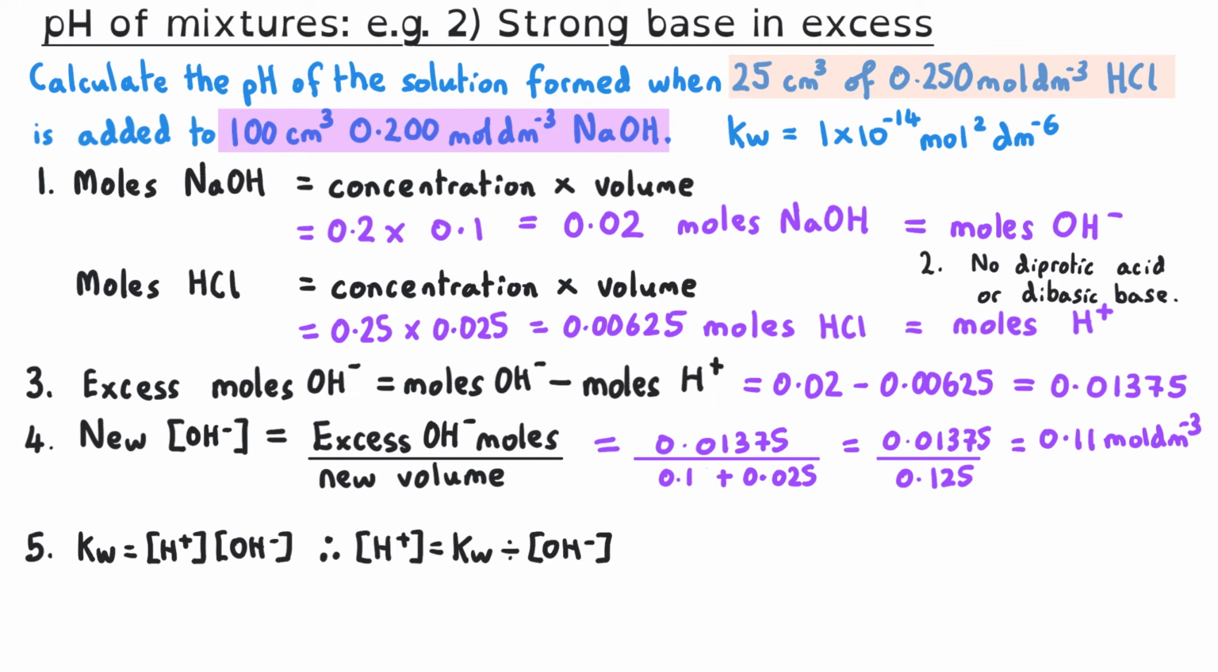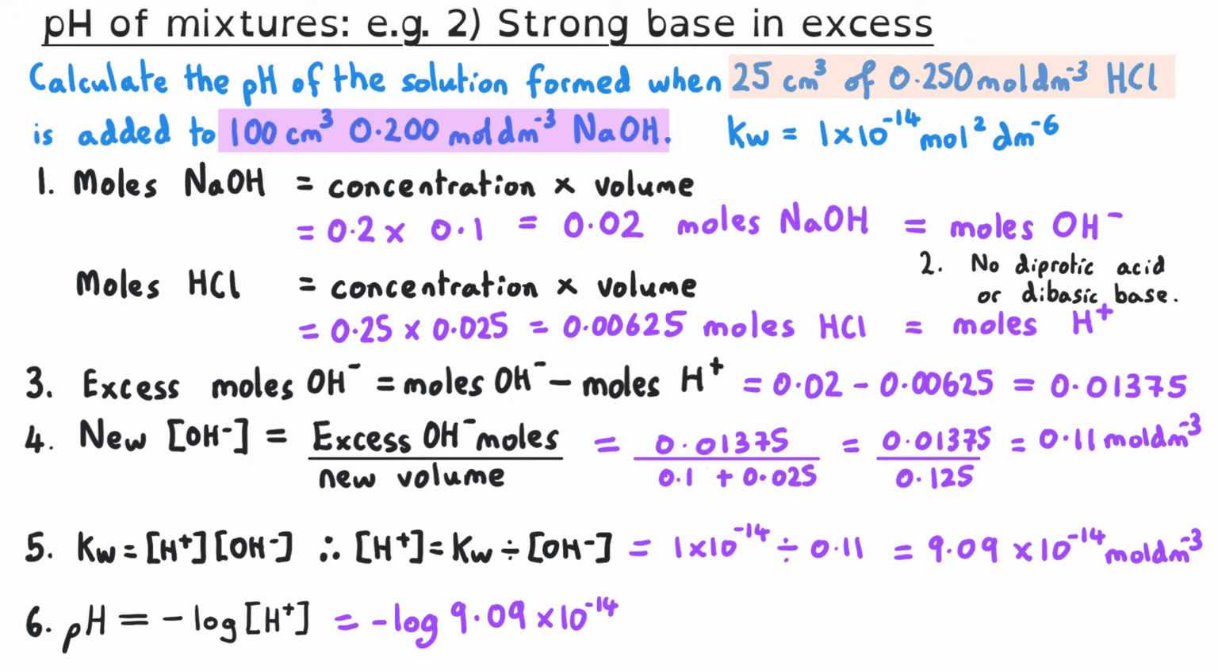Since Kw is hydrogen ion concentration multiplied by hydroxide ion concentration, the hydrogen ion concentration is equal to Kw divided by the hydroxide ion concentration. And so we need to do 1 × 10⁻¹⁴ divided by 0.11, which gets us 9.09 × 10⁻¹⁴ mol/dm³. pH is negative log of this hydrogen ion concentration, and so that gives us a pH of 13.04 to 2 decimal places, proving that our strong base is present in excess.